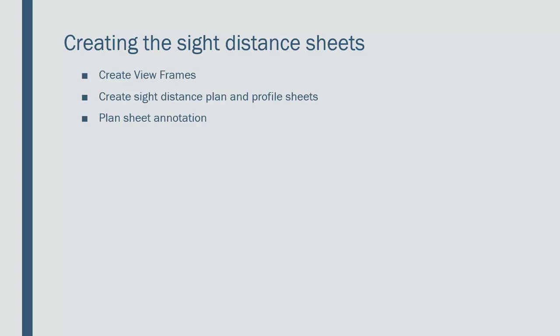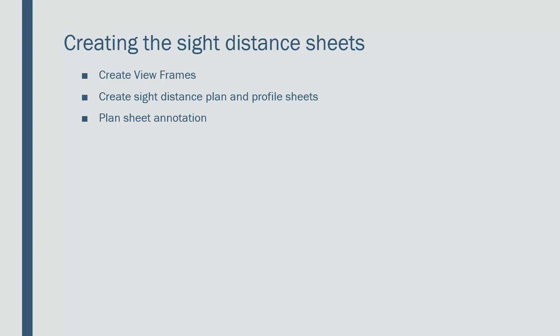Now that we have all that in place, we've got the profile and plan data done. Now we're going to go in and create the site distance sheets. For this, we're going to first create view frames. The view frames are an important part of this because it breaks down the alignment or the length of our project into sheet-sized sections. It puts frames out there so that we can plan where things are going to be. It also allows us to be consistent with what ends up on each sheet. So the frames are an important first step.